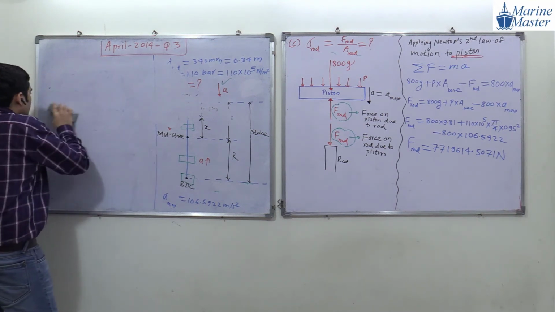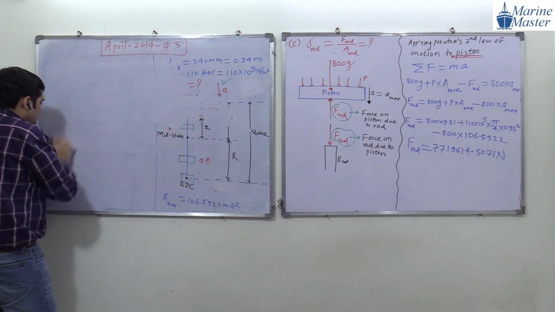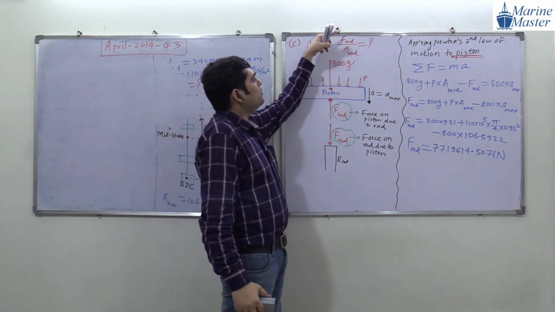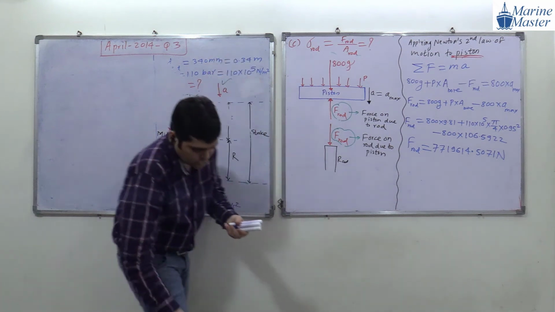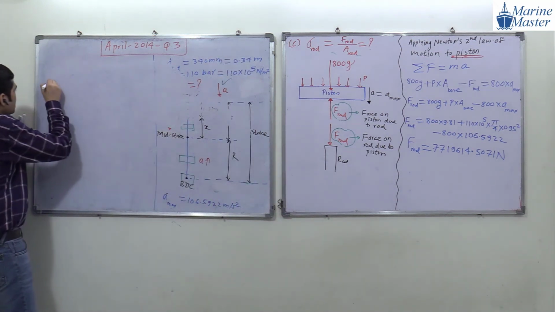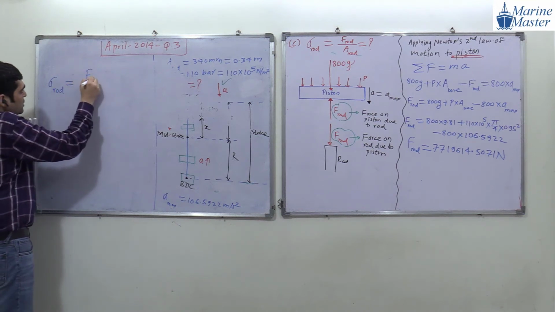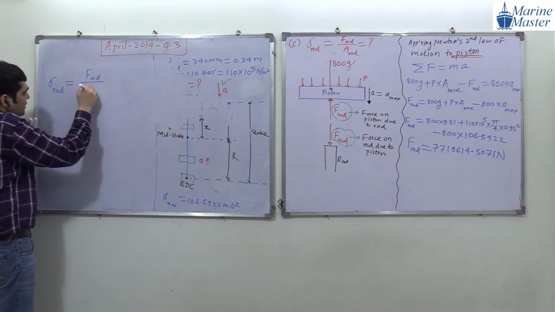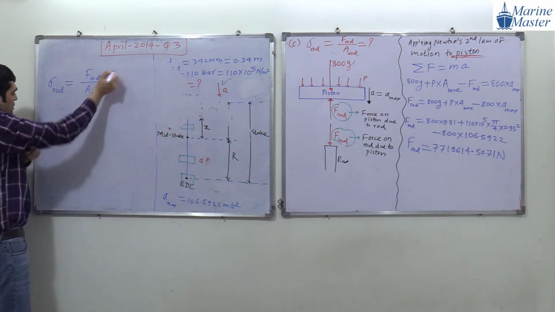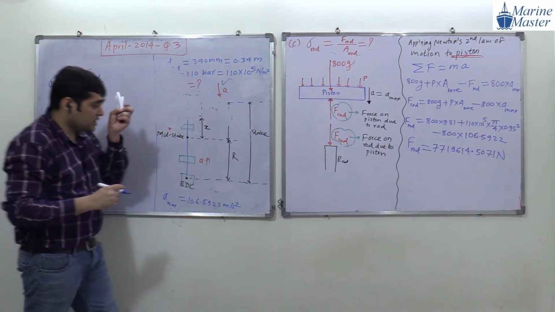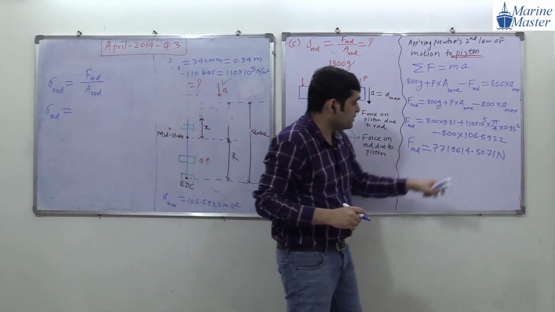We are going to calculate sigma rod. And what will be the relation for sigma rod? Sigma rod is equal to F rod by area of rod. So stress in rod will be equal to force in rod divided by area of rod. So sigma rod will be equal to F rod, 7719.